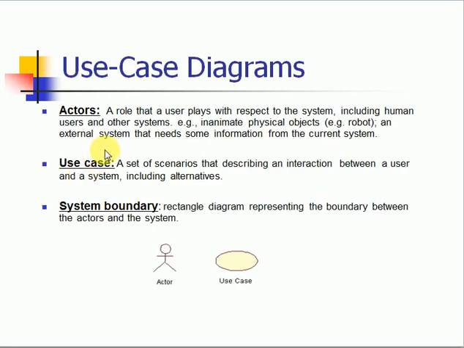What are the components of use case diagrams? They are actors, use cases and system boundary. An actor is nothing but a role that a user plays with respect to the system, including human users and other systems. A use case is a set of scenarios describing the interaction between the user and the system, including the alternatives. System boundary is a rectangle representing the boundary between the actors and the system. This is the symbol of an actor and this is the symbol of a use case.